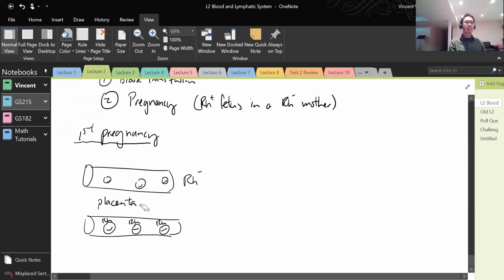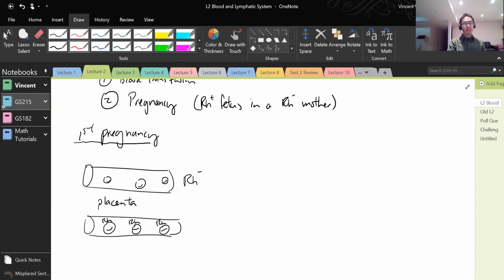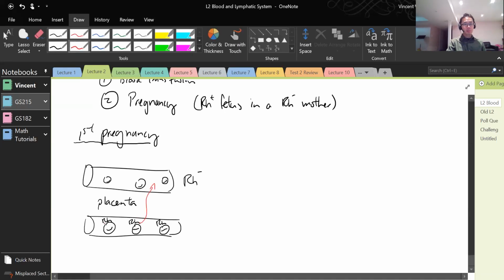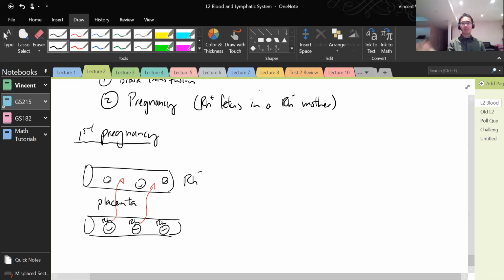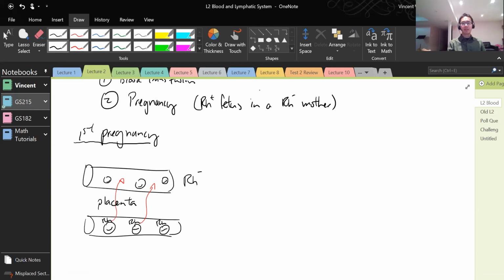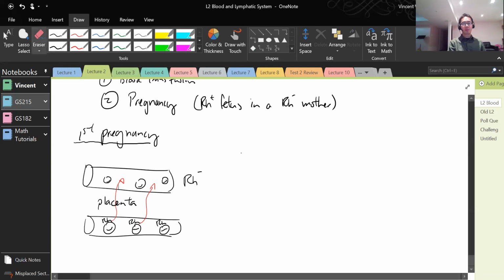Separating the mother's blood and the baby's blood is the placenta. If the placenta is damaged during pregnancy, or there's a high chance of it getting damaged during labor, some of the baby's blood will go into the mother's bloodstream. So now the mother's system is sensitized. It takes about one to two weeks to make the antibodies, so by the time the antibodies are created, the baby will be delivered. So no problem for the first baby.